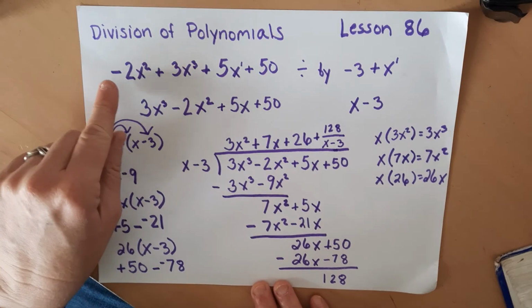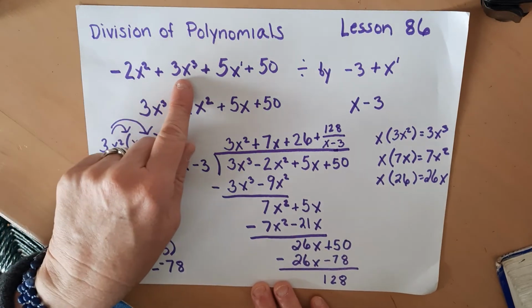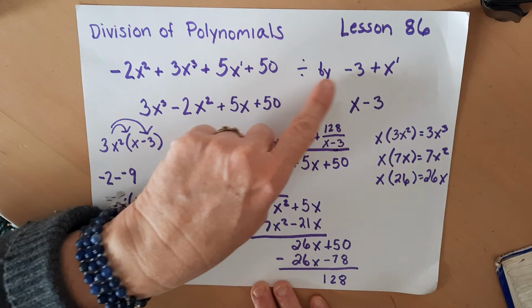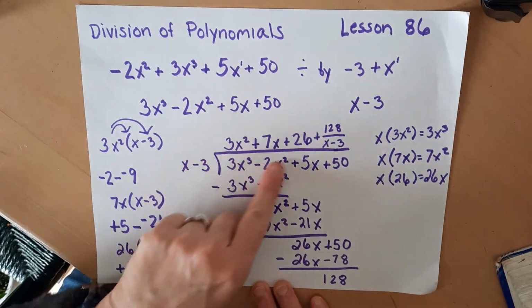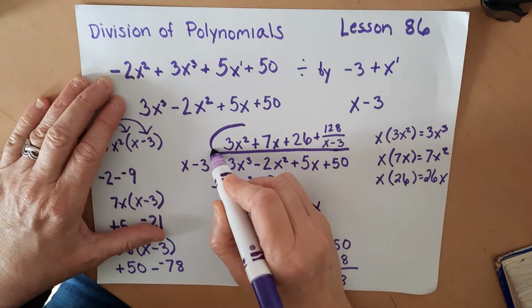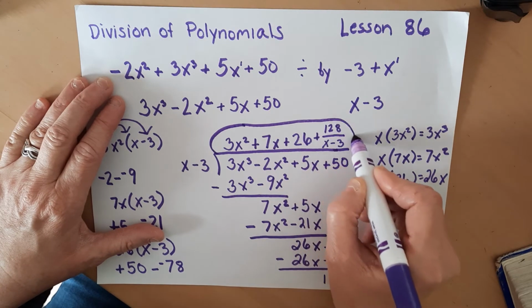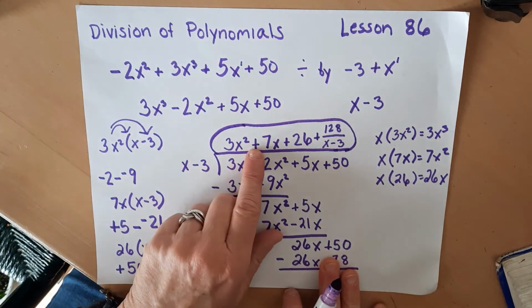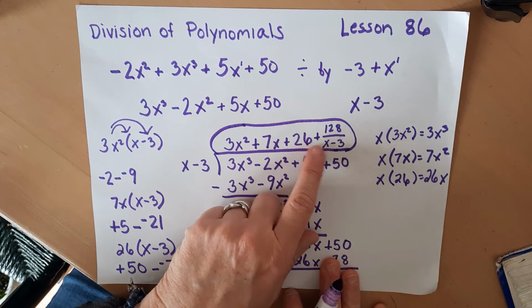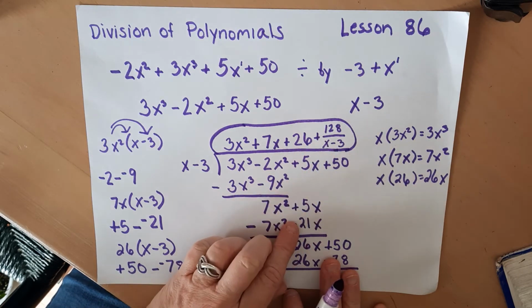So the answer to negative 2x squared plus 3x cubed plus 5x plus 50 divided by negative 3 plus x, that's what we did here. The answer is this right here. It's 3x squared plus 7x plus 26 plus 128 over x minus 3.